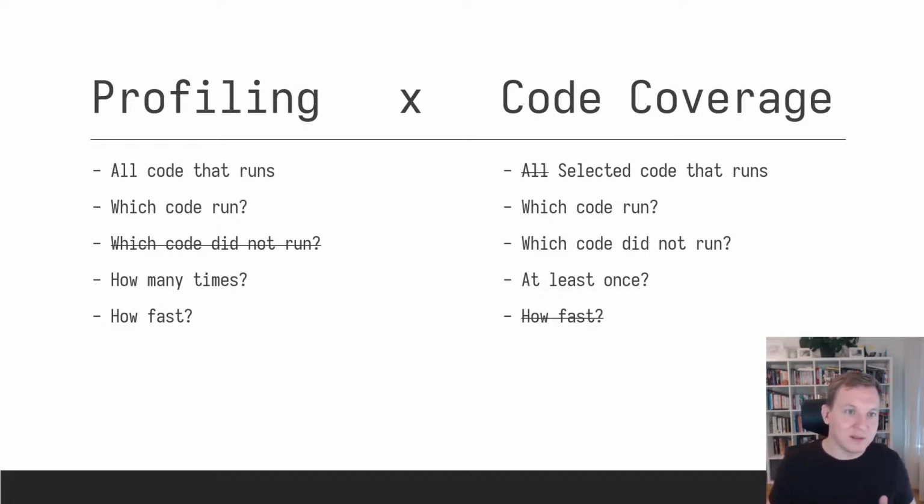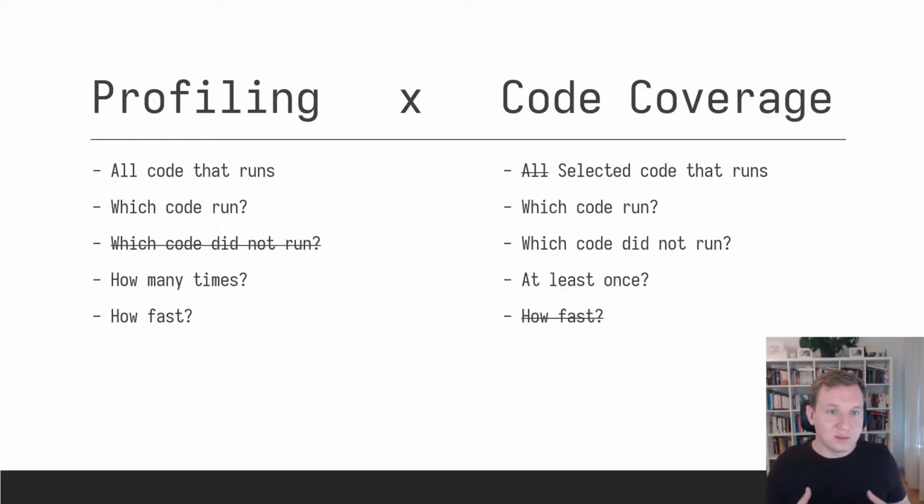I enabled that because, well, I just wanted to do it. And so profiling and code coverage are pretty different on the outside, but internally they are pretty similar. So profiling asks about all the code that ran. It asks which code has run, but it doesn't really care about the code that didn't run. Then it asks how many times this piece of code has run and how fast it did run.